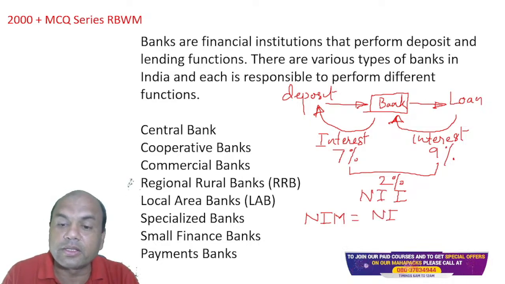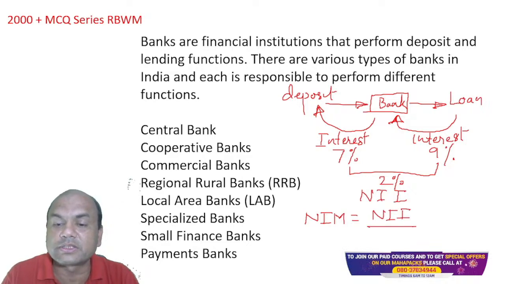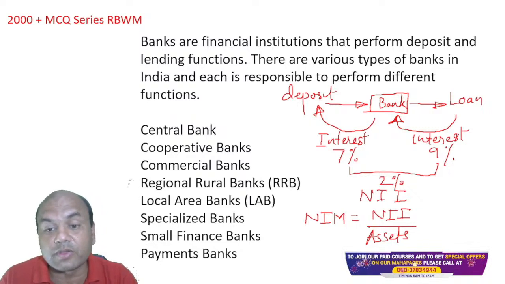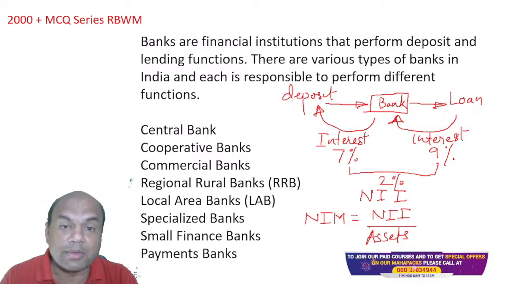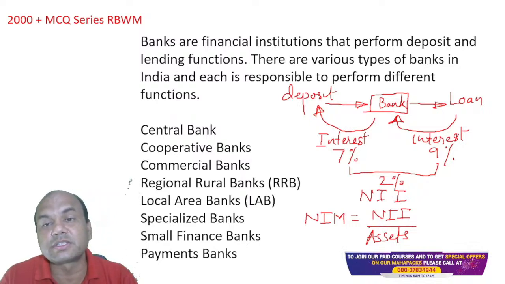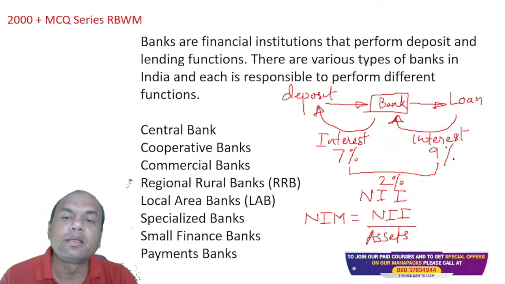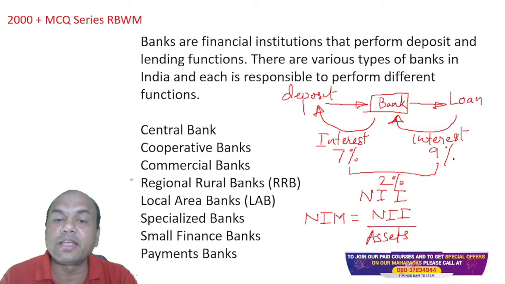NIM is NII upon yielding assets, or you can just write assets. It's actually yielding assets. Yielding means performing assets, which are giving you the returns. So coming back, banks are financial institutions that perform deposit and lending functions. Again, there are various types of banks in India, and each is responsible for performing different functions.